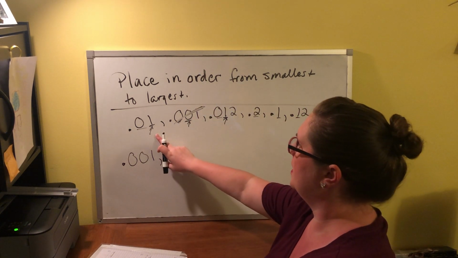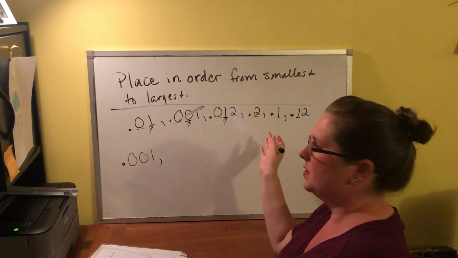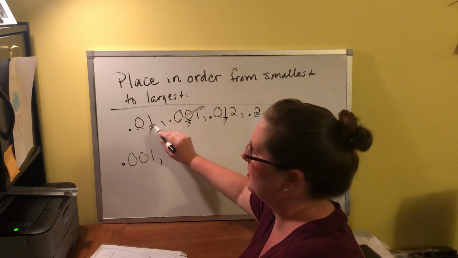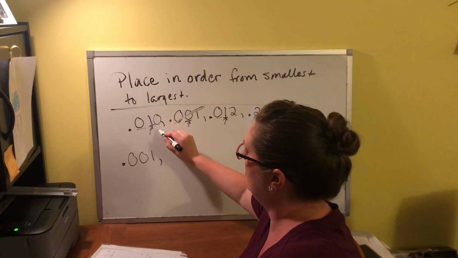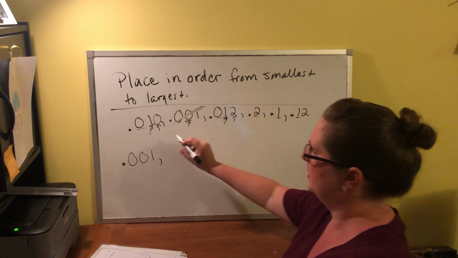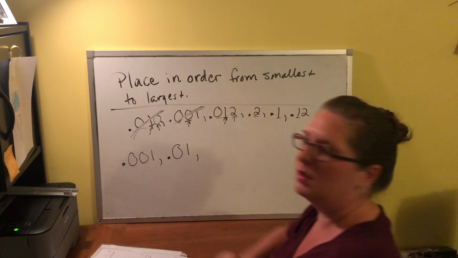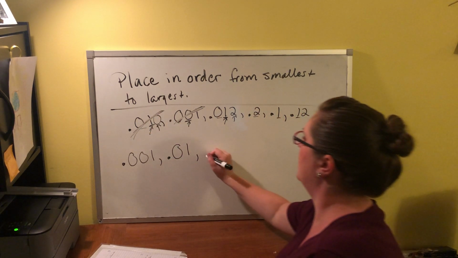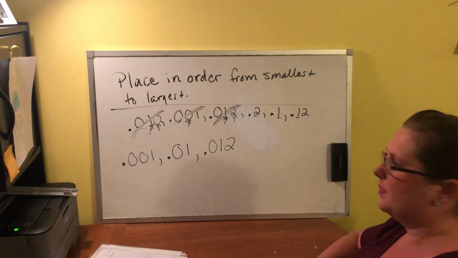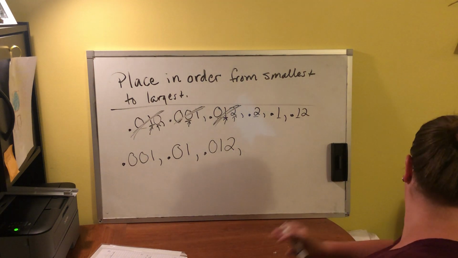So now we're going to compare here. I have 0.01 and 0.012. The ones are the same. So we're going to look at another digit. Well, here, there's nothing here. So that implies the third would be a 0. So now we're going to compare a 0 and a 2. Well, the 0 is the smallest. So 0.01 would be our next number, which leaves us with 0.012. Okay?